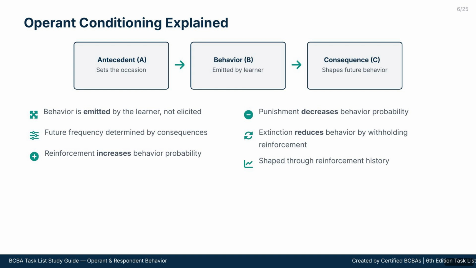Reinforcement increases the probability of behavior. Punishment decreases the probability of behavior. Extinction reduces behavior by withholding reinforcement. The critical distinction here is that behavior is emitted, not elicited. If the behavior changes because of what happens after it, operant conditioning is involved.